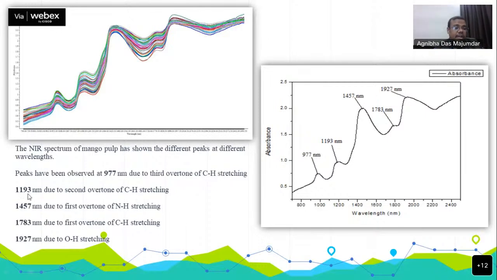Similarly, at 1193 nanometer, there was a peak due to the second overtone of the CH stretching. And at 1457 nanometer, there was the first overtone of NH stretching. At 1783 nanometer, a very small peak is showing, that is due to the first overtone of CH stretching. And at 1927 nanometer, there is a peak due to the stretching of the OH molecule.